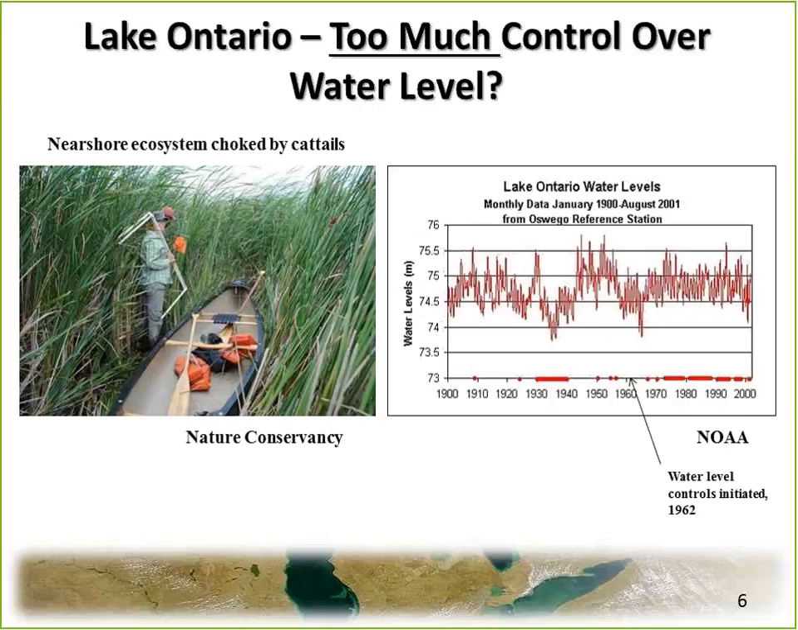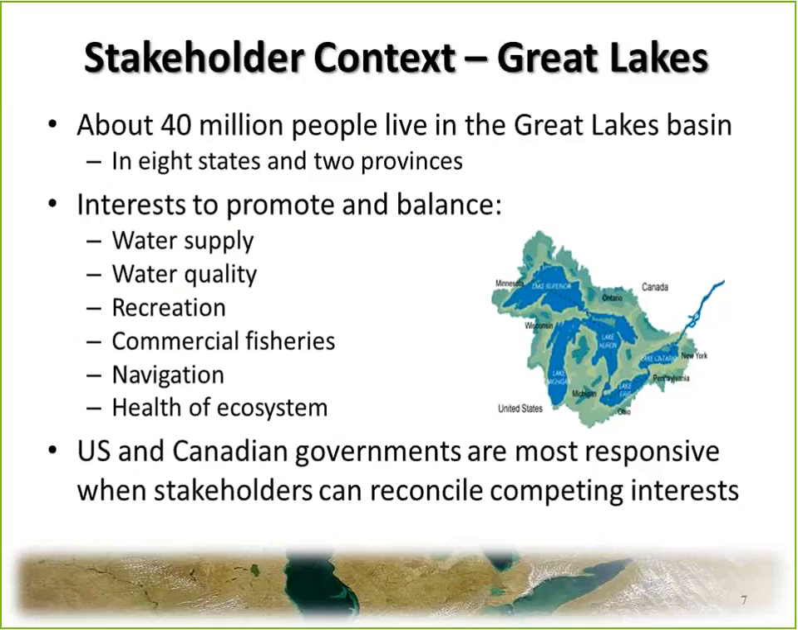And so the photograph on the left shows the shores of Lake Ontario choked by cattails that thrive when the water level's steady. And it's good for cattails, but not so good for a lot of other species that need water level fluctuations. So that'll be the second case study. But first I wanted to set some context for the Great Lakes and talk about decision making.